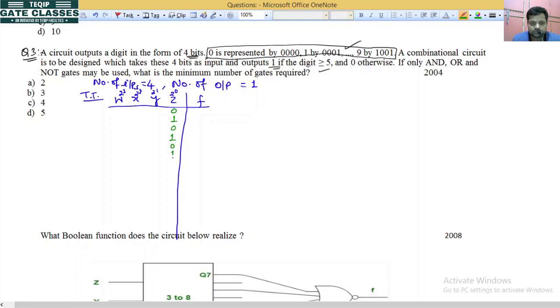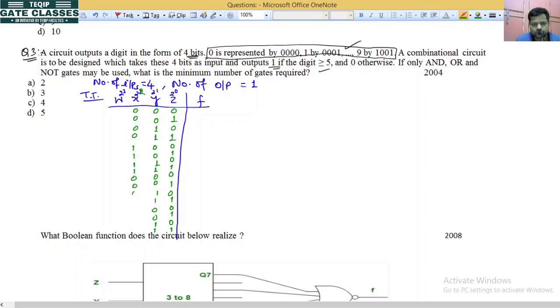So 0 1 0 1 0 1 0 1 0 1 0 1. It is 16 combinations. Now for the next variable, it is 2^1, which means 2 0, 2 1. So it will be 2 0, 2 1, again 2 0, 2 1, 2 0, 2 1. Now 2^2. 2^2 means 4. So we have 4 0, 4 1.